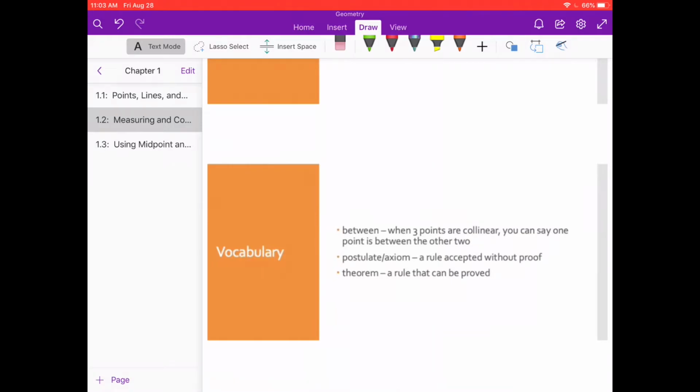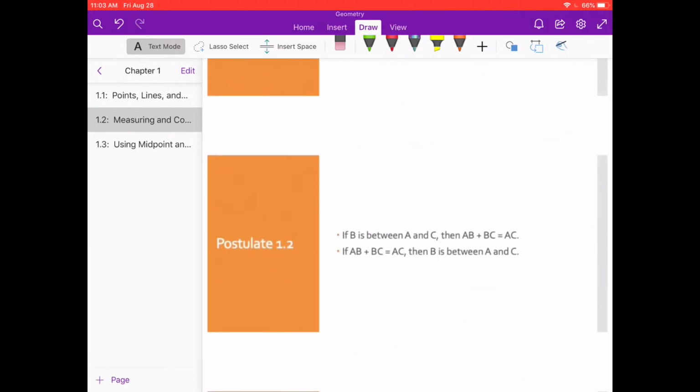Some more vocabulary. Between, it's the same definition you would probably intuitively think. If you have 3 points that are collinear, that are on the same line, you can say that one point is between the other two. And then a postulate or axiom is a rule accepted without proof, and a theorem is a rule that can be proved.